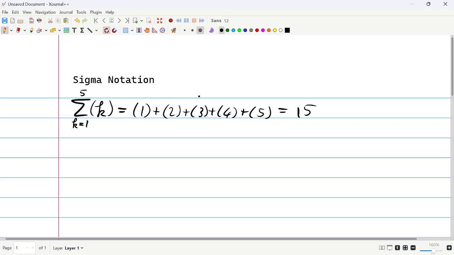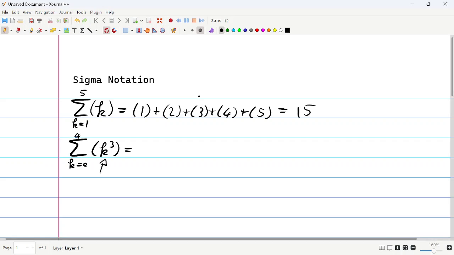What if we have a different type of example, right? If I say the sum from k equals 0 until 4 of, let's say, k to the power of 3, right? Then what's going to happen here? I'm going to start from k equals 0 and I'm going to work my way all the way to 4. So what is that going to imply?